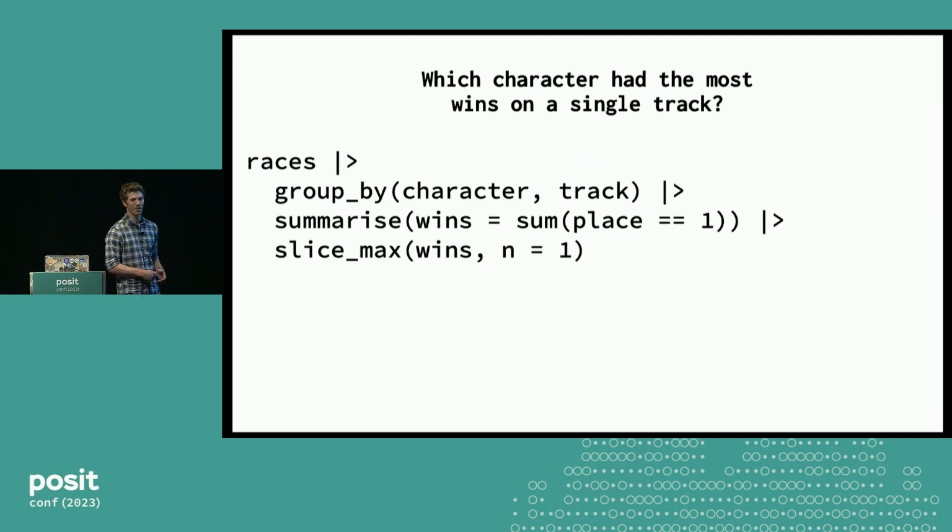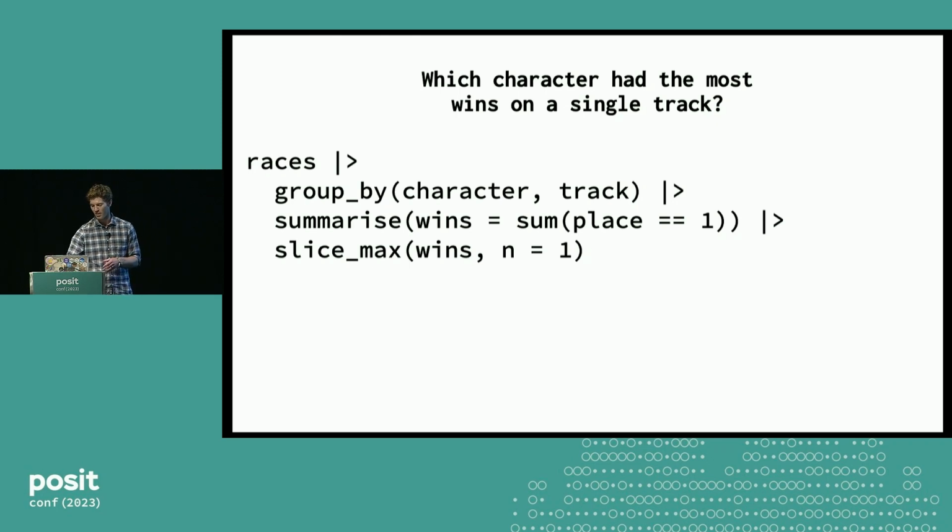All right, let's move on and talk about grouping. I think this section's really cool. I play a lot of Mario Kart, so I came up with a question of which character, Mario or Luigi and so on, had the most wins on a single track. So if you had this imaginary races data set, I'm looking for just one row back here. I want the character on a track with the most number of wins.